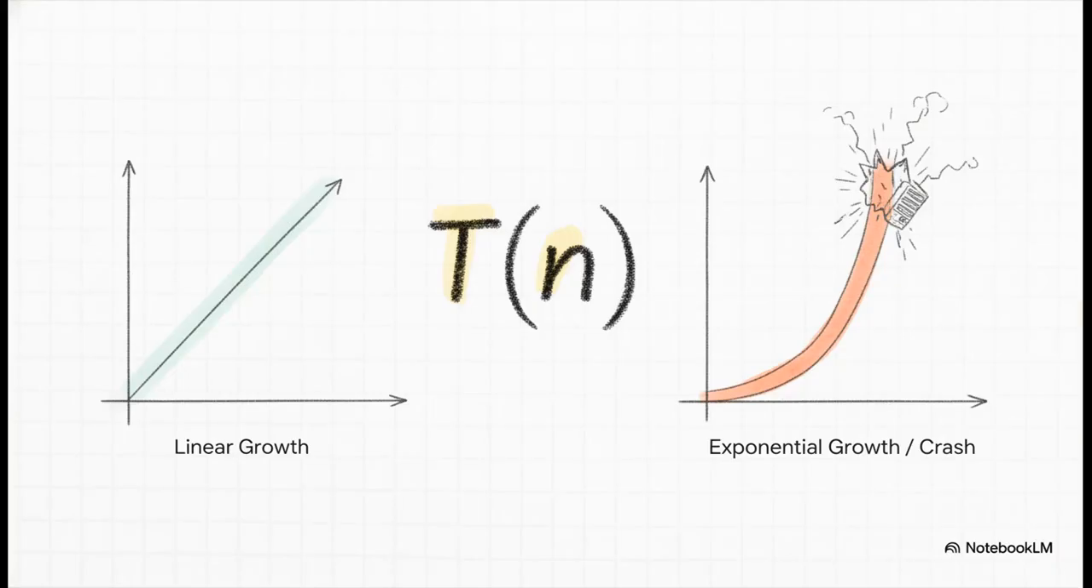So, to get a true objective measure, we use a numerical function represented as t of n. Let's break that down real quick. The t stands for time, or the number of computational steps, and n represents the size of our input data, like the number of pages in that text editor or the millions of pixels in that image. By using this function, we shift our focus entirely to the rate of growth. We really want to know, as n gets larger and larger, how fast does the number of computational steps increase? Does it grow linearly, step by step with the data, or does it spike exponentially and crash the entire system?